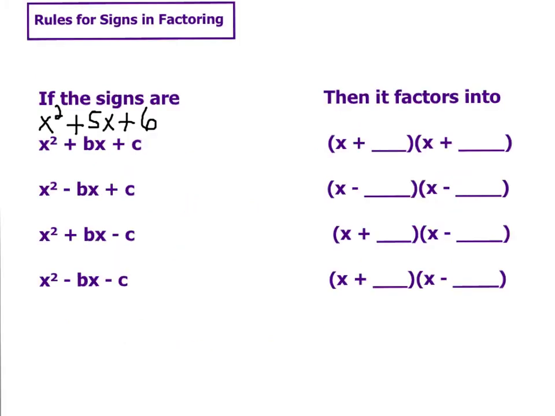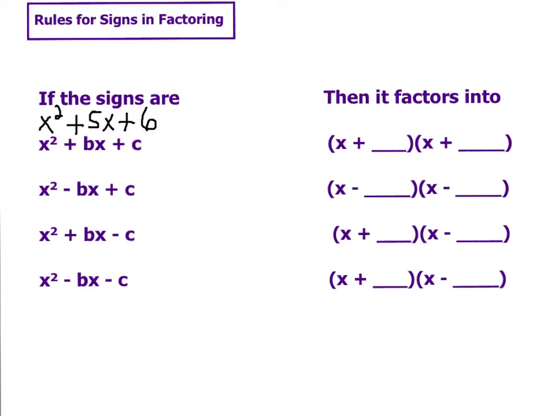Alright, here's a little cheat sheet to help us know when we use plus signs and when we use negative signs and so on. So, if we have two plus signs here, then we know that our two parentheses will have plus signs also. Everything will be positive. So, real quick, what times what is 6? But it adds to 5, and you already figured it out. 3 multiplied to 2 is 6, but if you add it, it's 5. So, that's just my example. That's what we'd put in there.